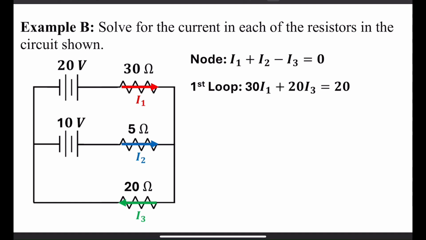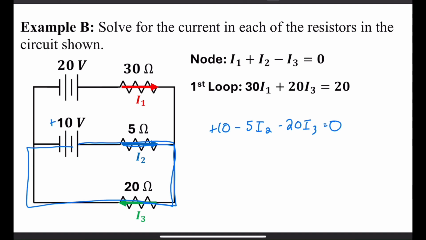Now to make things easier, I'm going to choose the bottom loop. For the bottom loop, I start at the 10 volt battery, gain 10 volts in the battery, lose 5 I2 volts in the resistor, and then I go through I3 again and lose 20 I3 volts, and that goes to 0. I'll clean that up in a bit.